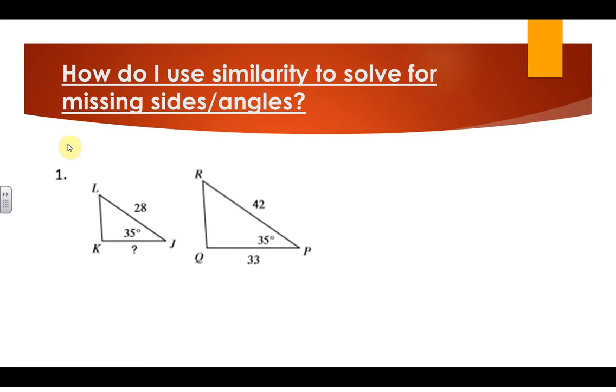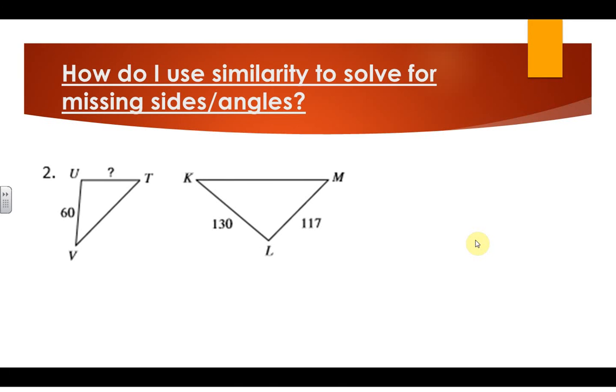How do I use similarity to solve for missing sides or angles? In a circumstance like this, we know that these two triangles are similar because they would have told us so. And we need to find out the missing side. So we just set up a proportion. 28 is to X, as 42 would be to 33, because these have proportional sides. I also could have set up 28 over 42 equals X over 33. There are many different ways to set this step up. If you're not sure if you're right or not, check with someone after you've cross multiplied. So 42x equals whatever 28 times 33 is. That's when you would check. When you solve this, you get x equals 22.